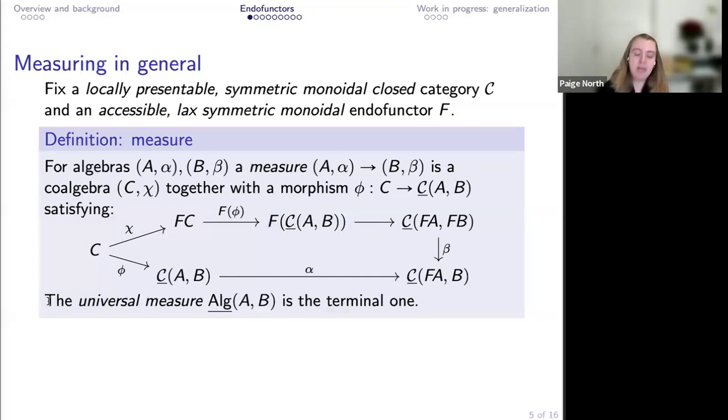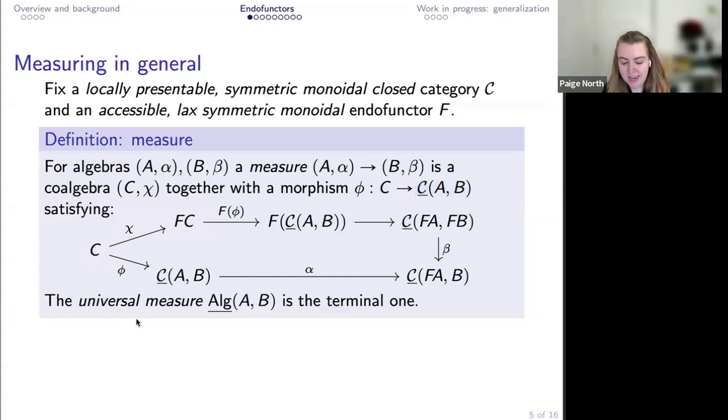So that's a measure. And then we ask that we have a category of measures in the obvious way. And then we look at the terminal measure, that in some sense, because it's terminal, we can maybe think that it kind of includes all the possible coalgebras that can be mapped into this hom object with this property. And then we call it the universal measure.